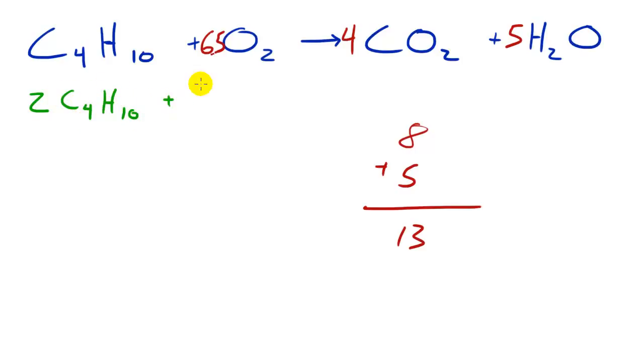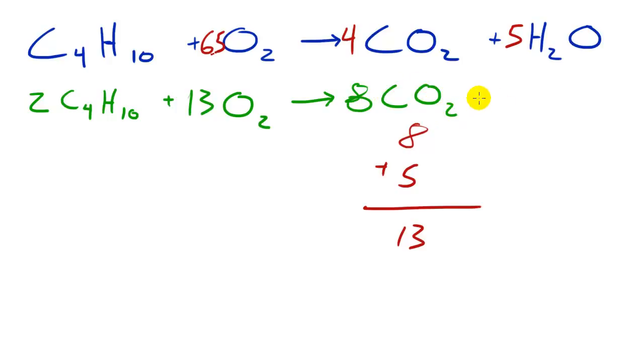2C4H10 plus 6.5 times 2 is going to give you 13 O2 molecules. And we need to times the right hand side by 2 as well. So 8 CO2, and 10 molecules of H2O. So that would basically be a nice, even, balanced chemical reaction.